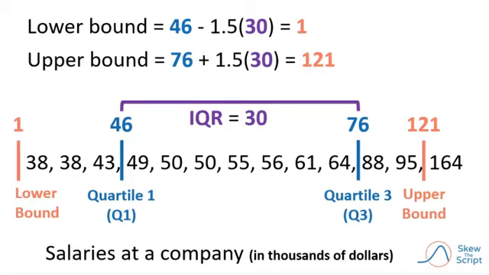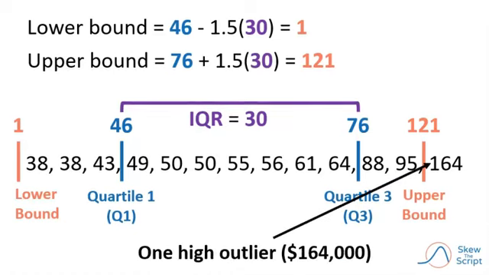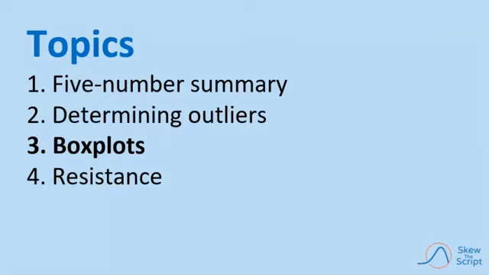So any employee that makes more than $121,000 per year is an employee whose salary is a high outlier. And it turns out that our boss is someone that gets a salary that is considered to be a high outlier. So our intuition when we were eyeballing it earlier was correct. He is an outlier. Now we're moving on.